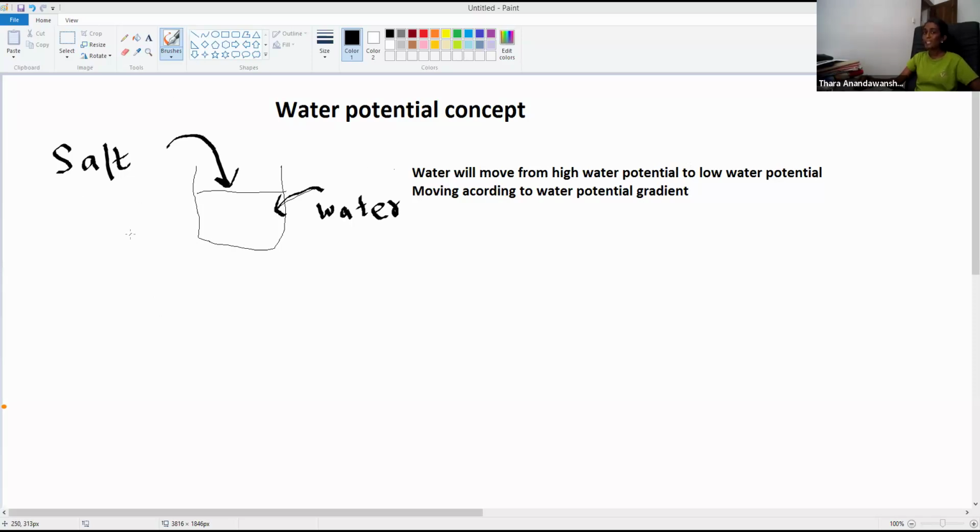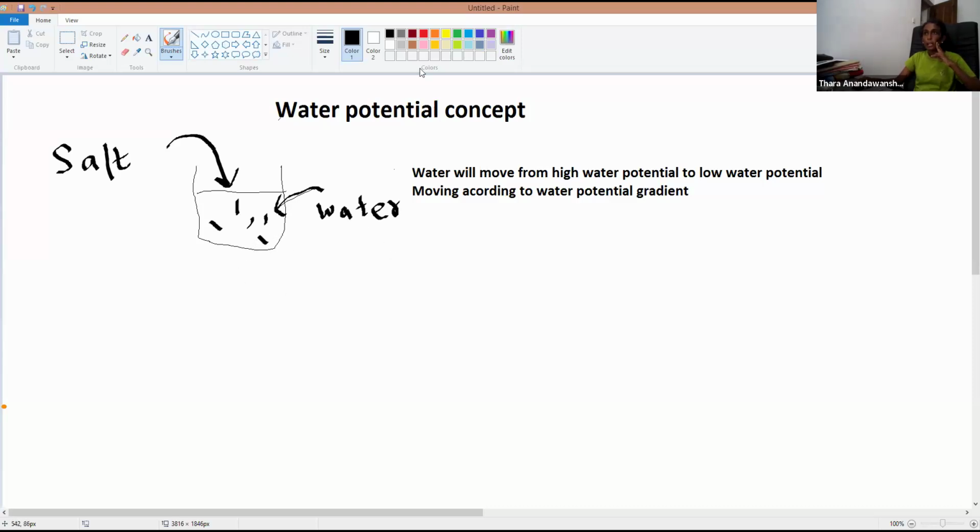If something is changing the kinetic energy of the water molecules, that is, if the movement increases, usually the water potential is increasing. If the movement decreases, the water potential of the water molecules is decreasing. So now some solute molecules are also coming in among the water. Then what will happen? The movement of the water molecules will be decreased. Understood?